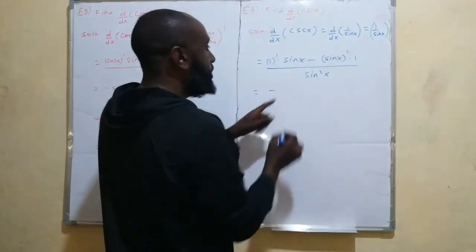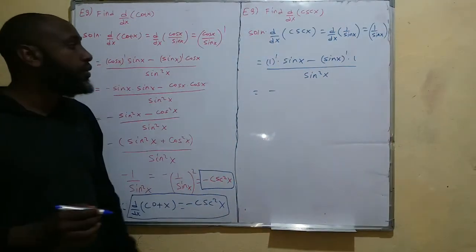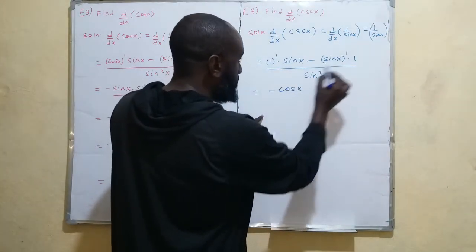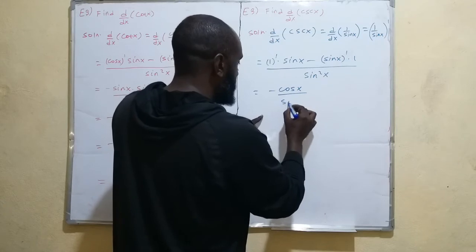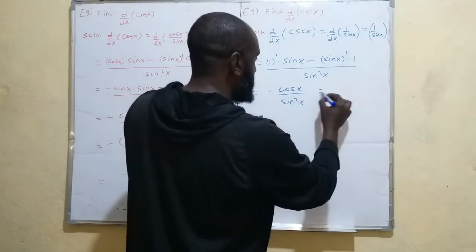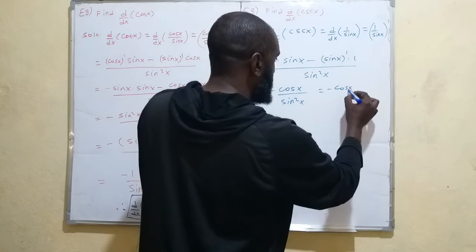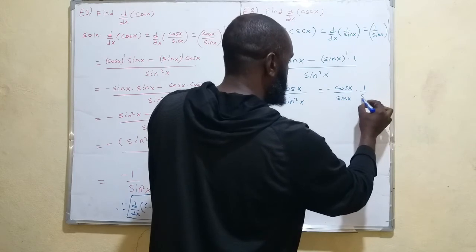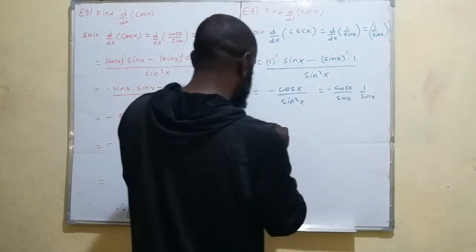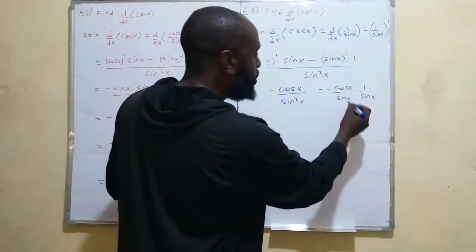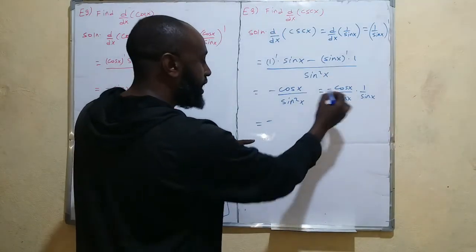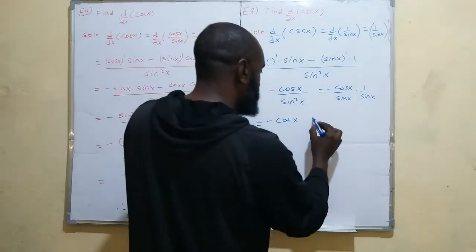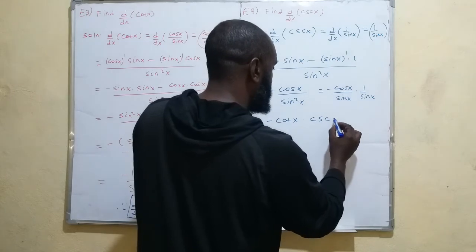So we have minus the derivative of sin x, from the very beginning of our class. The derivative of sin x is cos x times 1 is cos x. Therefore this is over sin square x. So this is equal to minus cos x over sin x times 1 over sin x. And what's cos x over sin x? Cos x over sin x is cot x, times 1 over sin x is cosec x.